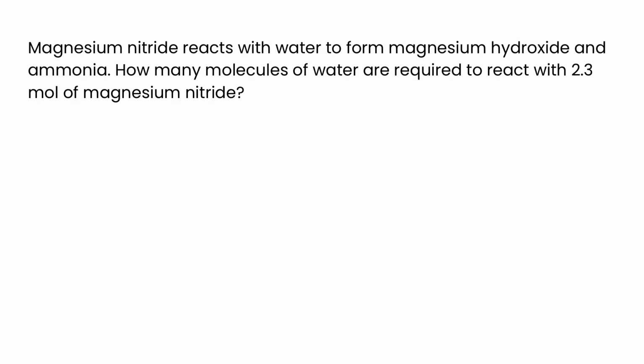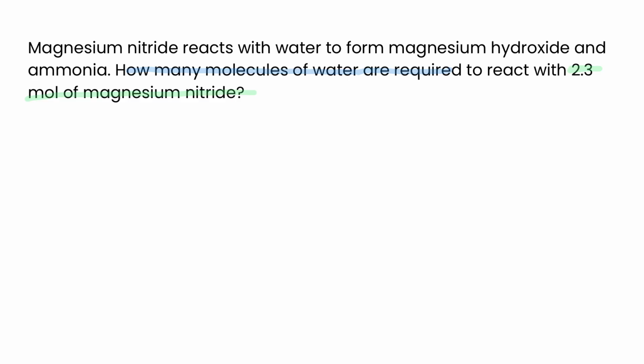So in this example, we have magnesium nitride reacting with water to form magnesium hydroxide and ammonia. How many molecules of water are required to react with 2.3 moles of magnesium nitride? So let's go in and highlight what we're looking for. We want to know how many molecules of water are required, and what we're given is that it's reacting with 2.3 moles of magnesium nitride.